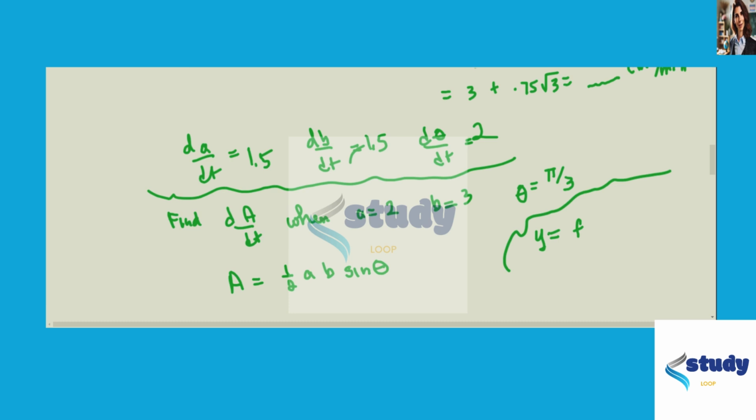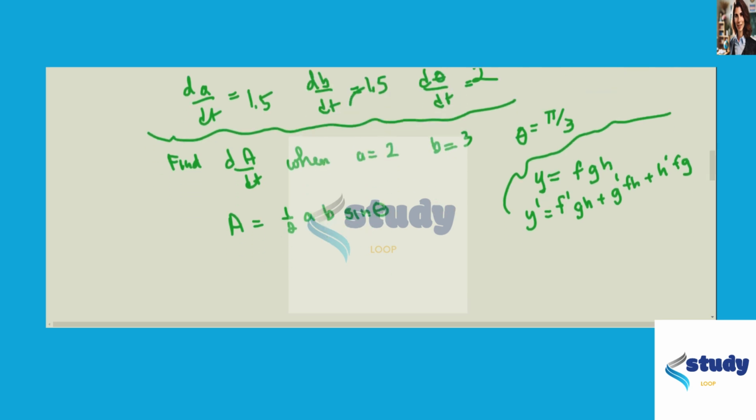If y is the function f(g)(h), so 3 functions, its derivative is take the derivative of f times gh plus take the derivative of g times fh plus the derivative of h times the other 2. So the derivative of each one times the other 2. That way we don't have to do anything fancy. All right, here we go.